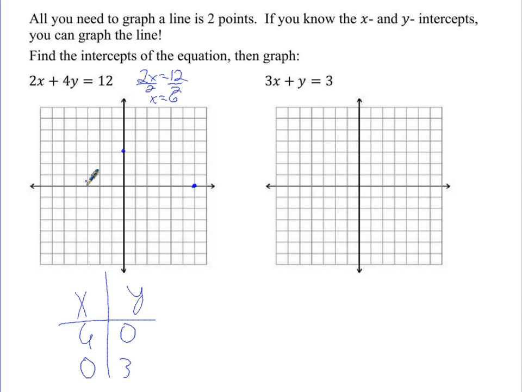Do I know what the slope is from my equation? No. But I do know what my intercepts are, and that's 2 points, which is all I need to draw a line. So now I can draw on my line, going through my intercepts. The line still needs to go all the way through the grid that I'm given, and I still need to put arrows at both ends, but that is the graph right there.